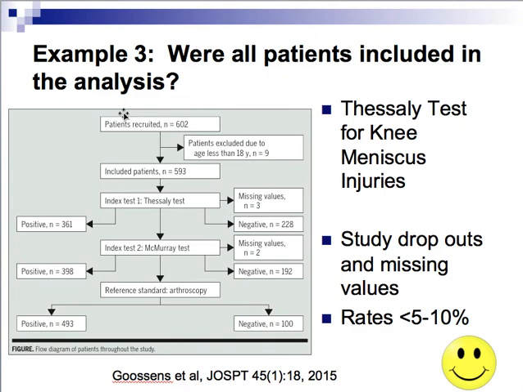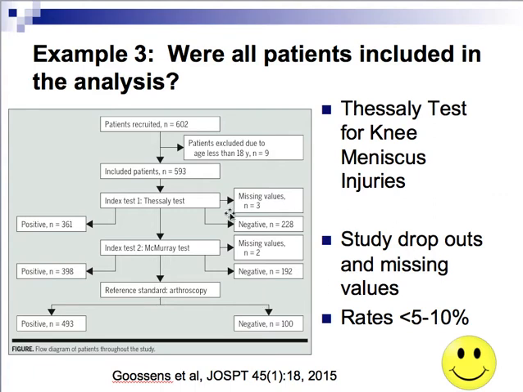The last part in patient flow has to do with whether all patients were included in the analysis. What's nice now is all articles are required to have a flow sheet or flow chart like this, and we can see that essentially there were 602 patients that were possible. A few got excluded, many got included in this particular study. We can see that 3 people, they just couldn't keep track of their numbers. And then there were several positive, several negative tests, and then finally other missing values.